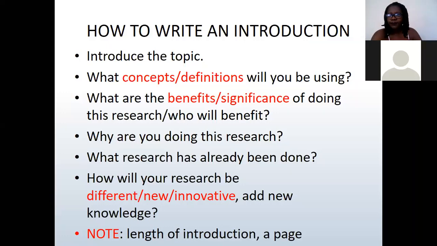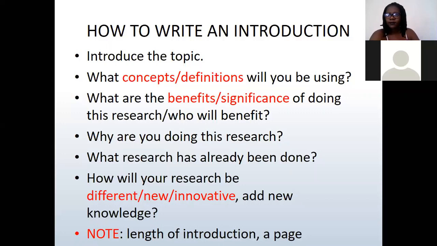What research has been done? It is likely maybe one or two sentences on that, and the rest would be amplified under the literature review. How will your research be different? How is it new? How is it an innovative idea? Is it adding new knowledge to what is already known? Please note, this must not be very extensive. We need only a length of about one page, which will be enough.